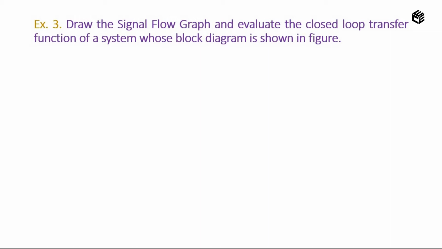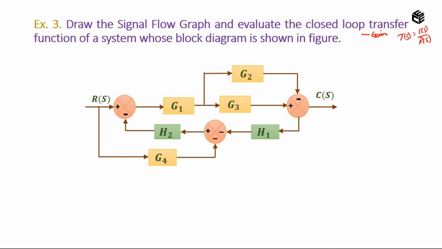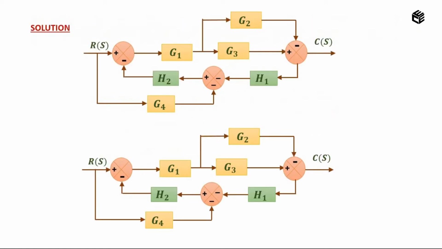Let's see a problem: draw the signal flow graph and evaluate the closed loop transfer function. What is that closed loop transfer function? That is called the overall gain. Or in other words we can say T(S) is equal to C(S) by R(S), whose block diagram is shown in the figure. This is the block diagram for which we need to draw the signal flow graph. So let's start solving the problem.